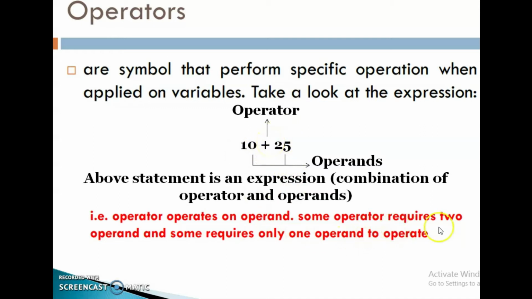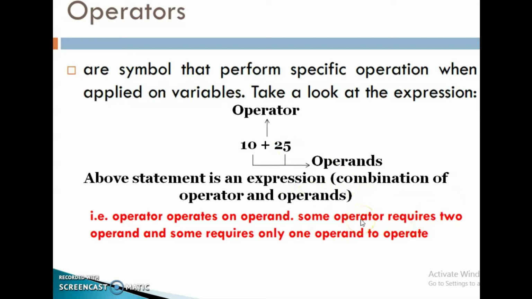Some operator requires two operands and some requires only one operand to operate. For this arithmetic operation, addition, we need two operands. Then only we can perform this addition operation. That is known as binary operators.